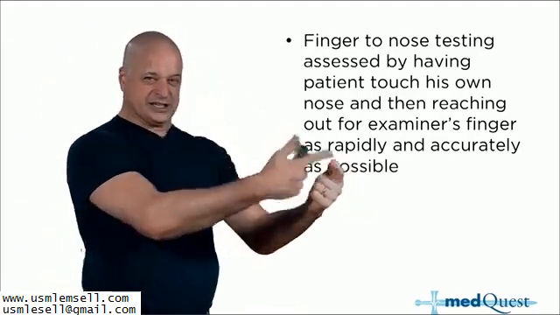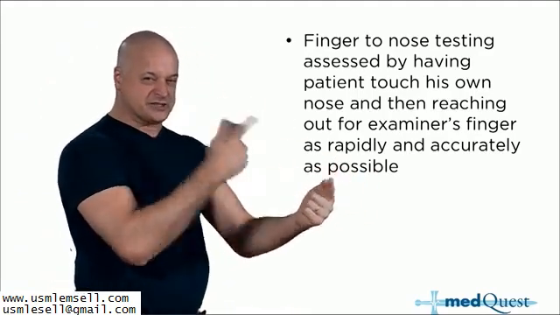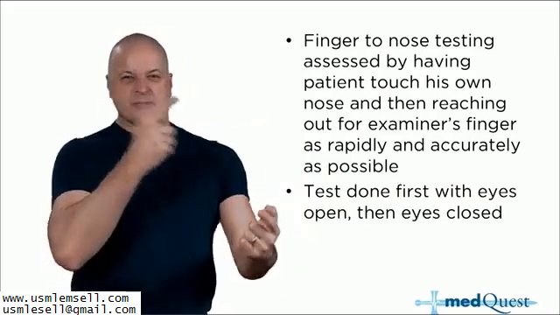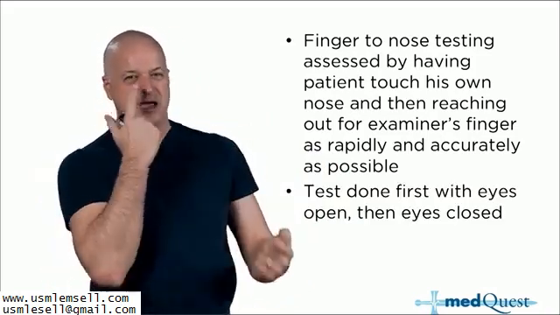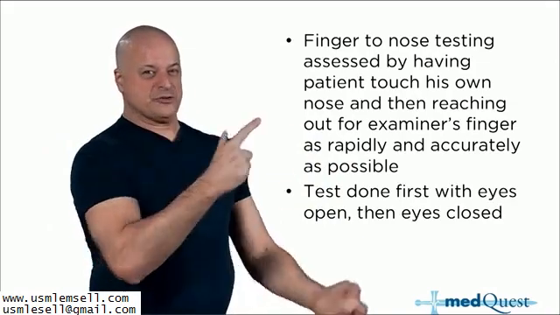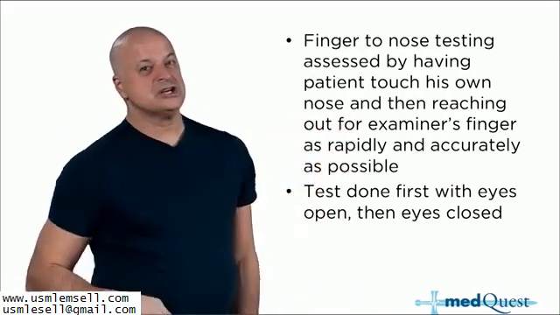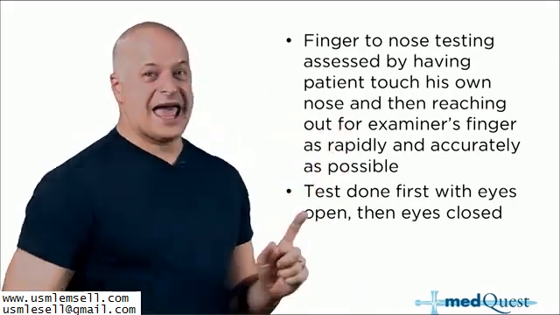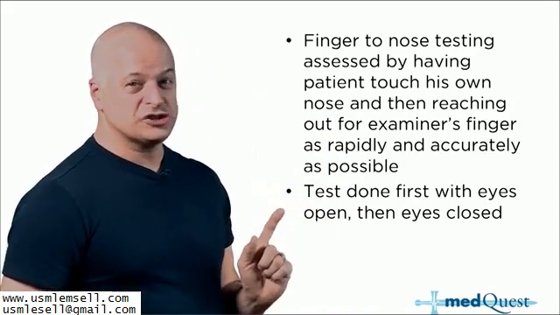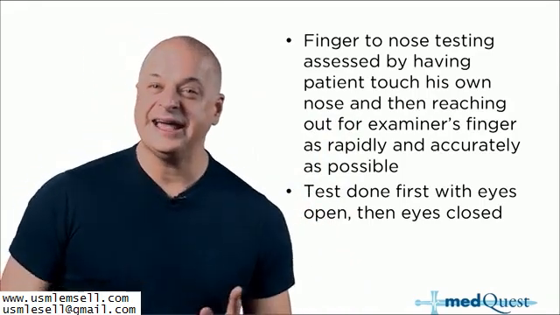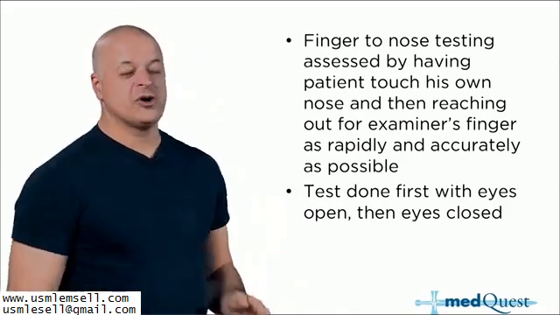So finger to nose testing is assessed by touching your own nose, reaching for the examiner's finger as quickly as possible, faster, faster. And what will happen is that people will reach past it and pull back. So that's how you assess an abnormal finger to nose, by asking you to do it fast. And then you try it also with your eyes closed.